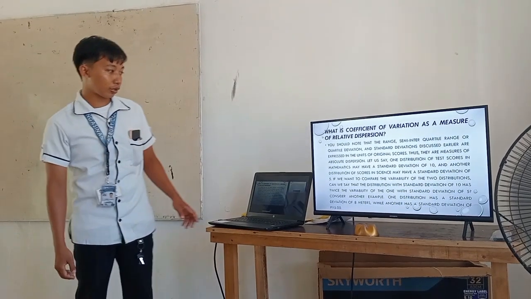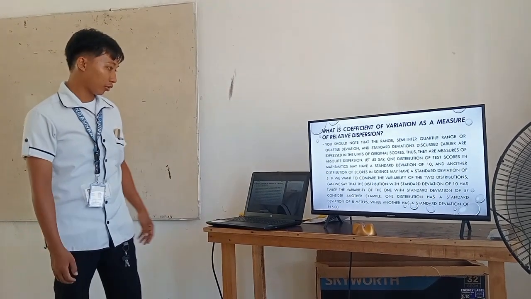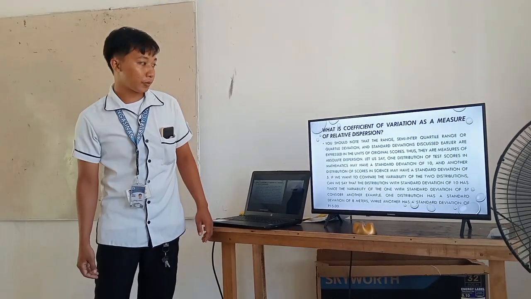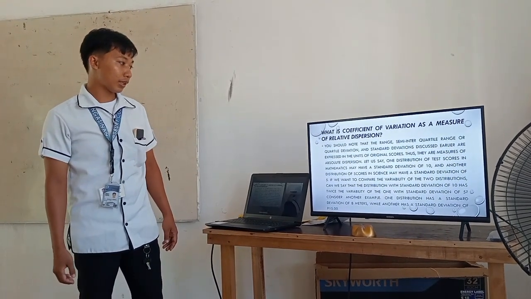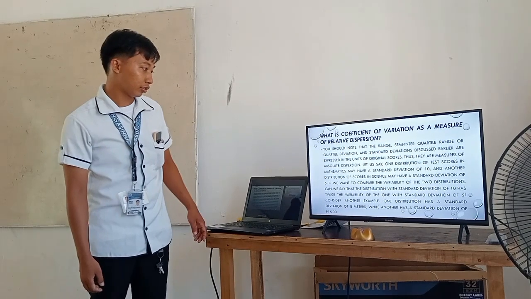Good morning everyone. Ito po yung report ko about sa coefficient. What is coefficient of variation as a measure of relative dispersion?